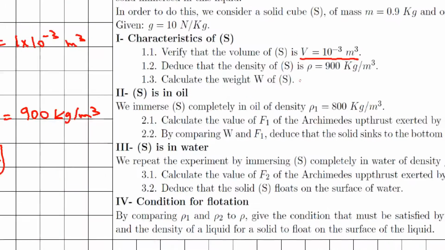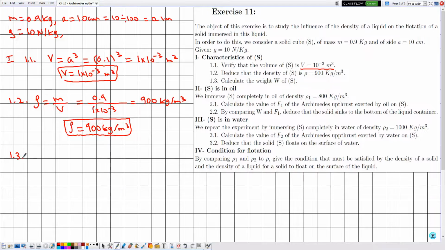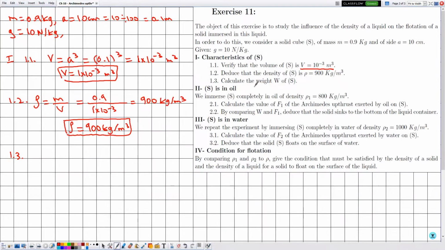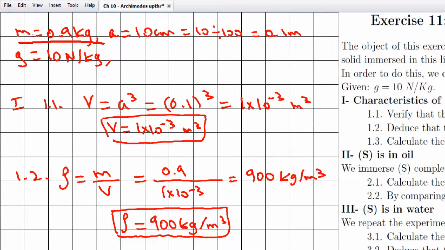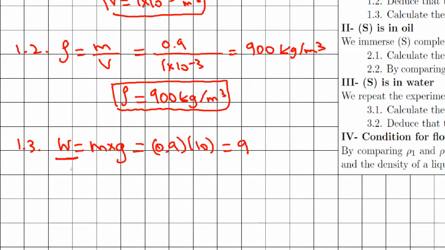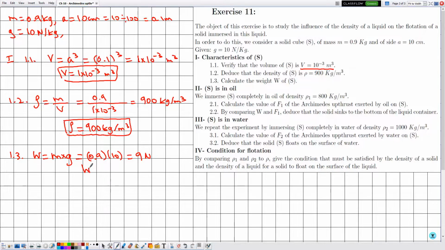Now we are in part 1.3. Calculate the weight W of S. Because here they didn't mention whether it's the real weight or the apparent weight, we take it by default as the real weight. So we need to determine the real weight, knowing that we have the value of m and the value of g. So W is equal to m multiplied by g. The value of m is 0.9 and the value of g is 10. Plugging this on the calculator, the value of W is 9. Since everything is in the SI, W will be in newtons. So the value of the real weight is 9 newtons.